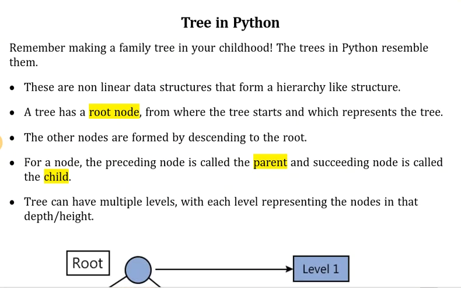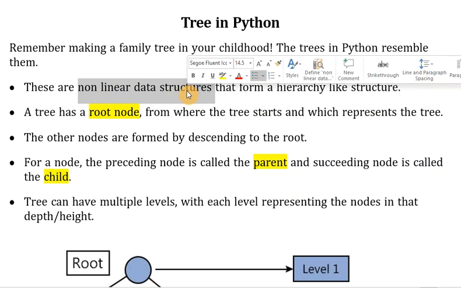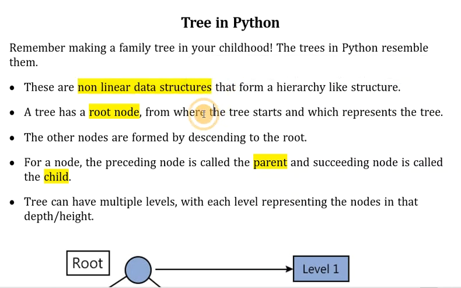The other data structure in Python, built-in and user-defined, is the tree. As I have already told, this is a hierarchical structure, which means it is not a linear structure. That is why it is called a non-linear data structure. This key point you have to make a note of. There are a few new terms we can see here: root node, child and parent. What are these? We are going to understand them one by one.